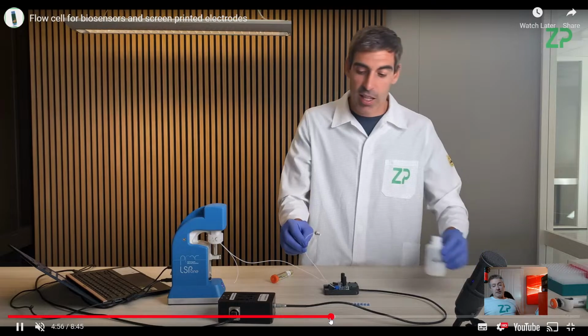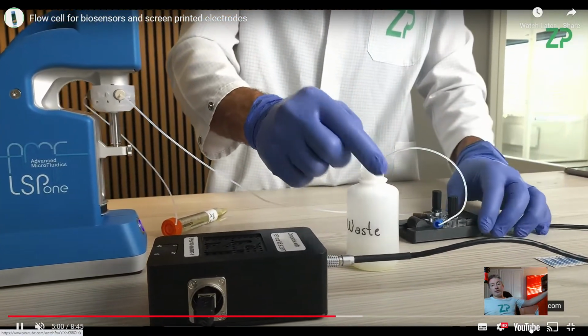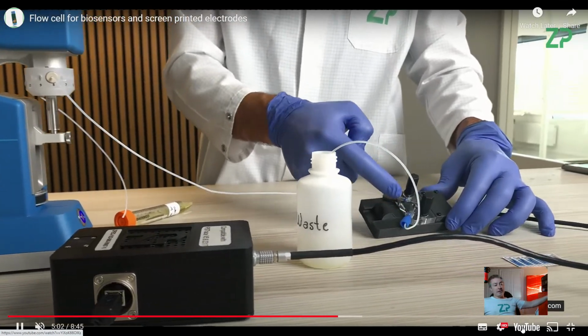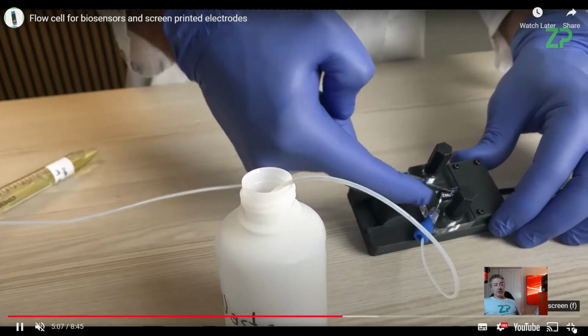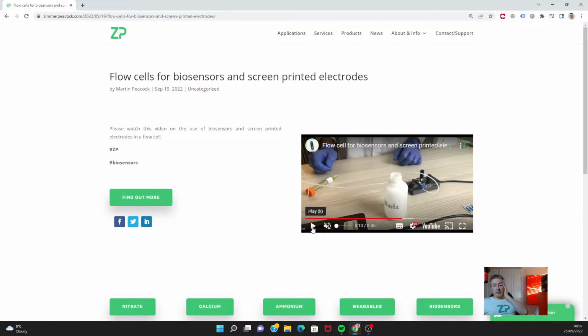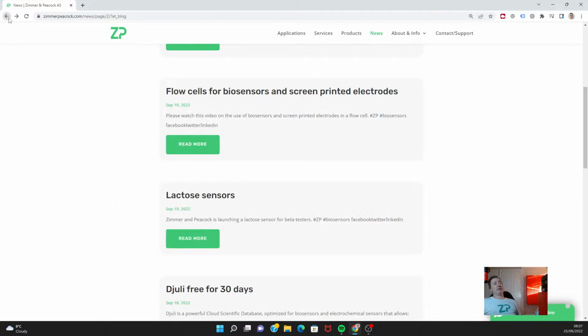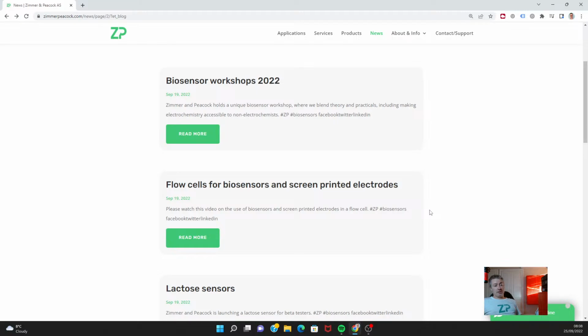It was a nice demonstration by one of our engineers of how to put one of these sensors into the flow stream, and it does demonstrate that at ZP we have a holistic view, really, that every time we find a technology need, we'll essentially develop that technology to fulfill that need. So a nice video from the guys this week about using electrochemical sensors and screen printed electrodes in flow streams, which is definitely one of the applications for that kind of sensing technology.